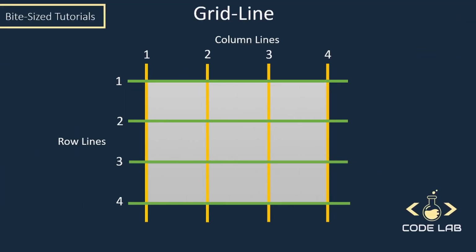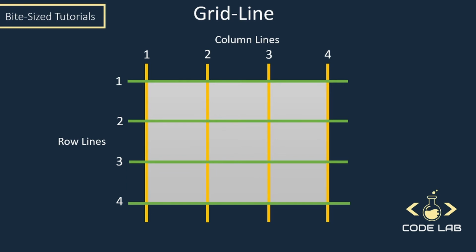So next we've got grid lines, and grid lines are basically just the dividing lines that make up the structure of a grid, and they can either be vertical, so in columns like 1, 2, 3, 4 here, or in a row horizontally as 1, 2, 3, 4. Now understanding grid lines is pretty fundamental to understanding the grid system.